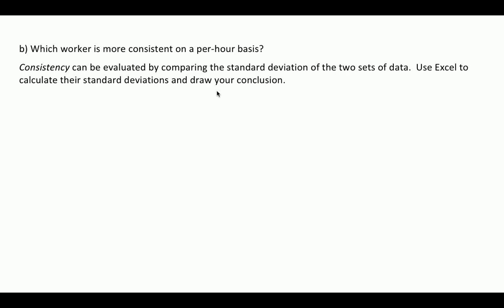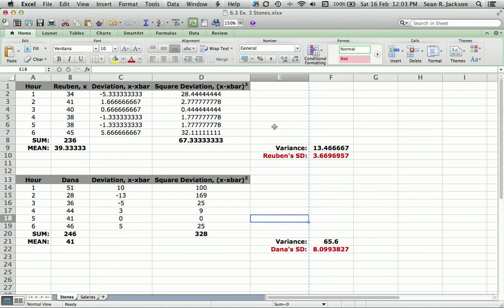So which worker is more consistent on a per hour basis? Consistency can be evaluated by comparing the standard deviation of the two data sets. We're going to use Excel to calculate their standard deviations. Here we have our Excel file already done. We've entered the hours 1, 2, 3, 4, 5, and 6, and the raw data for Ruben. We've entered the hours and the raw data for Dana. This should look familiar because you've done this by hand in your notes.